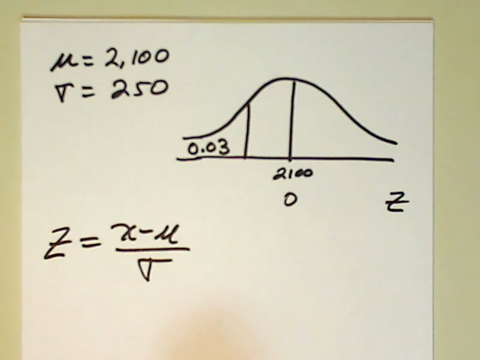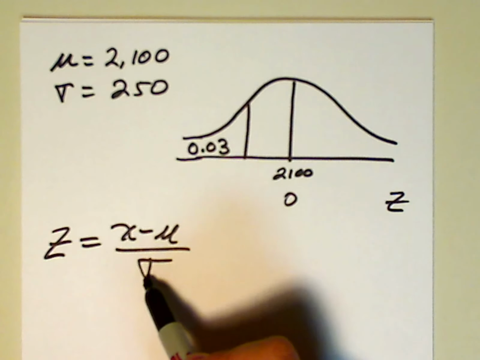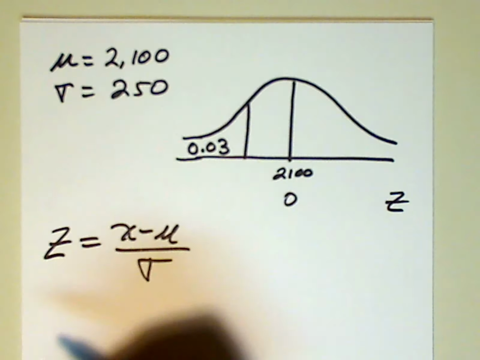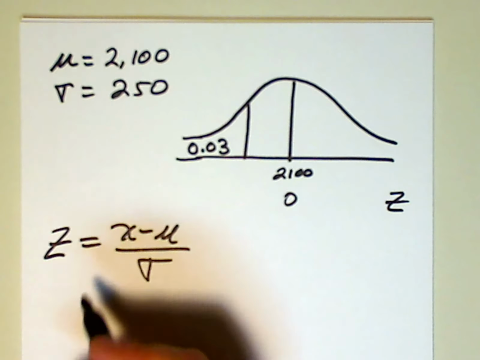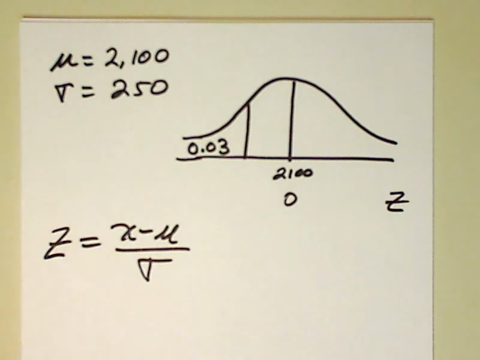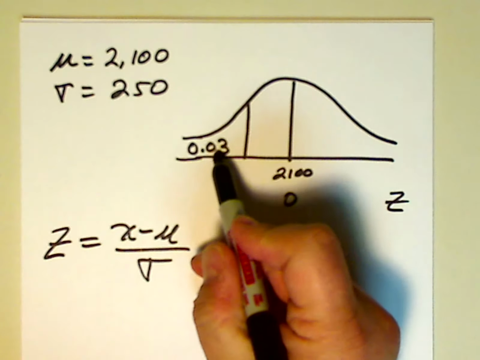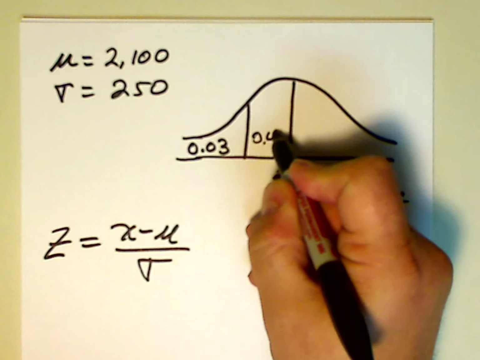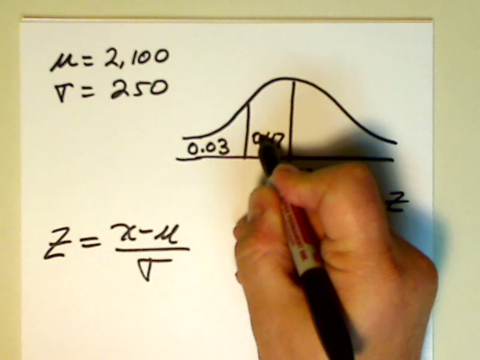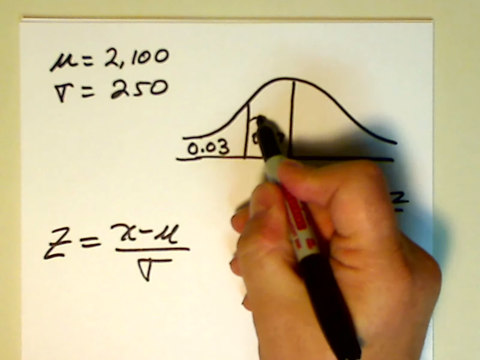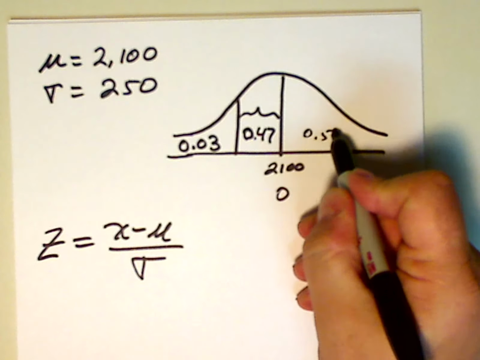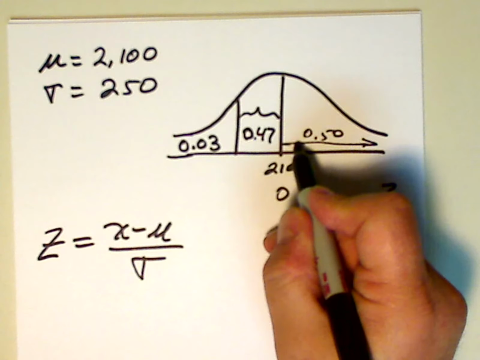Now, ordinarily, when we use this formula, we know what x is, we know what mu is, and we know what sigma is. And we use those to calculate z. In this case, we're going to find out what z is very quickly. And we know that if we have 0.03 here in the tail, we have 0.47 in this region. And of course we have 0.5 in this region.